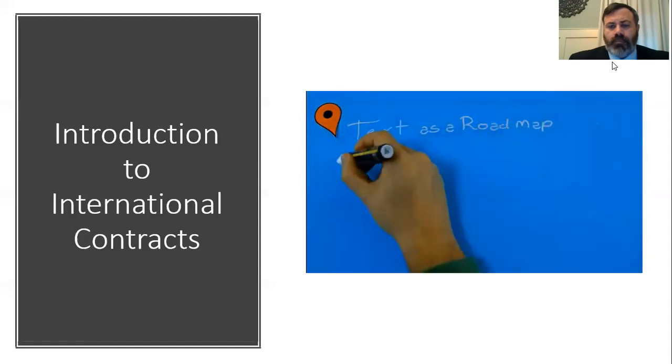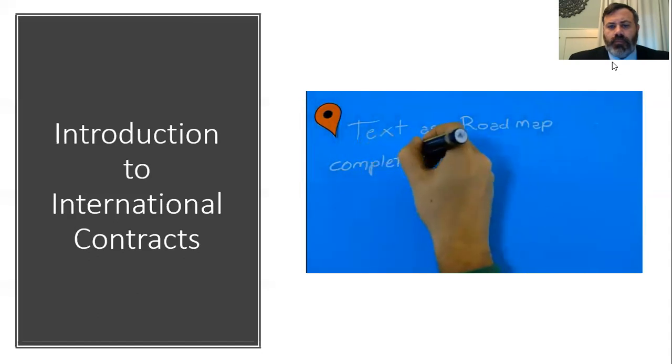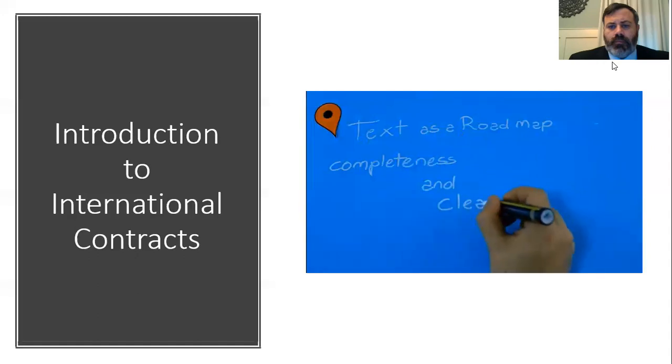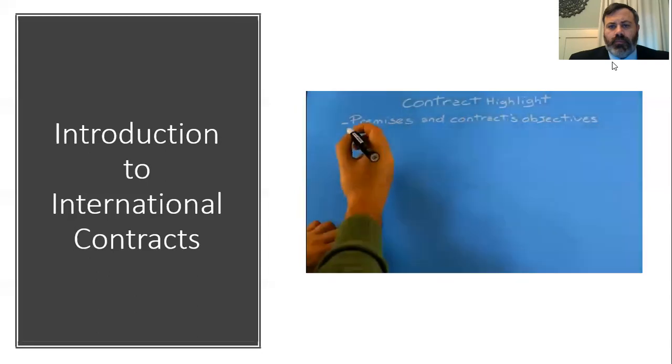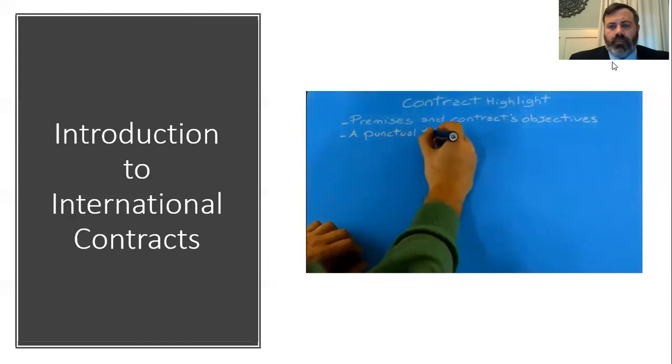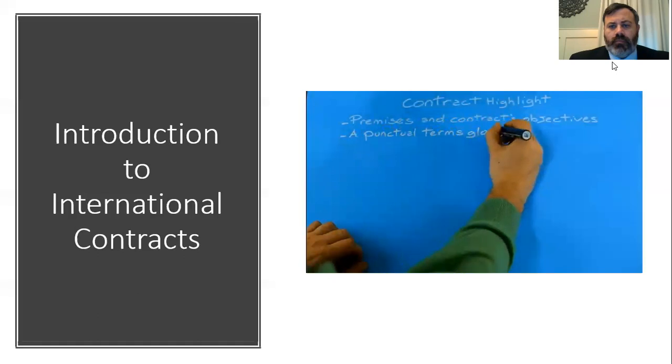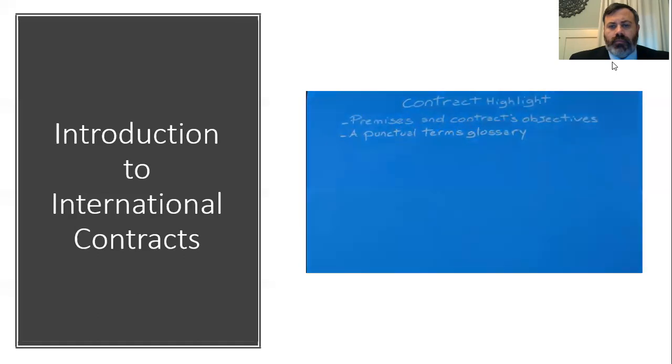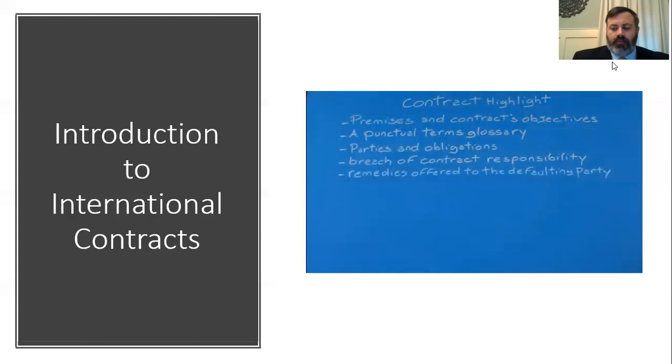The qualities that the text must have are completeness and clearness. To achieve this purpose, the text must highlight premises and contract's objectives, a punctual terms glossary, parties and obligations, breach of contract responsibilities, remedies offered to the defaulting party.